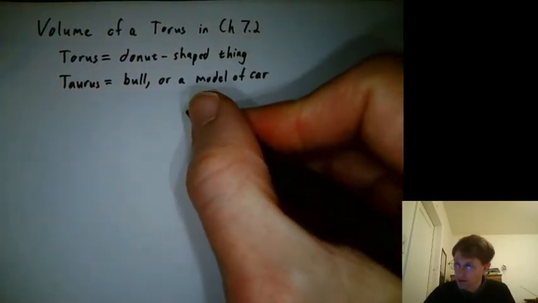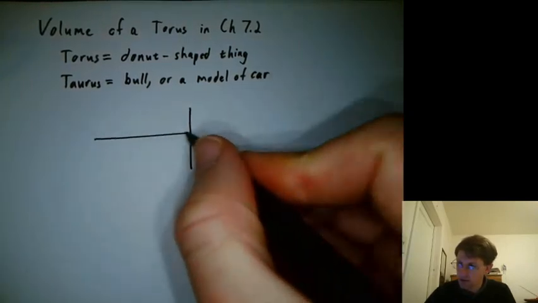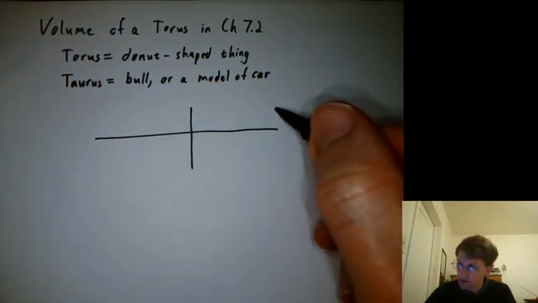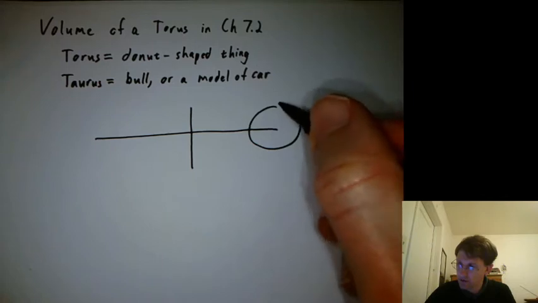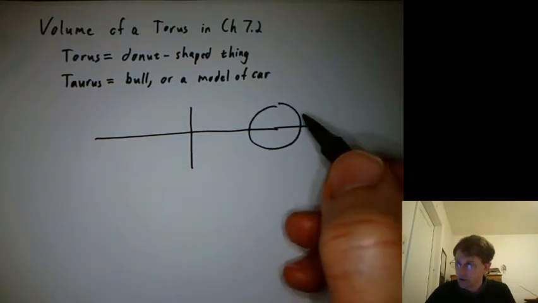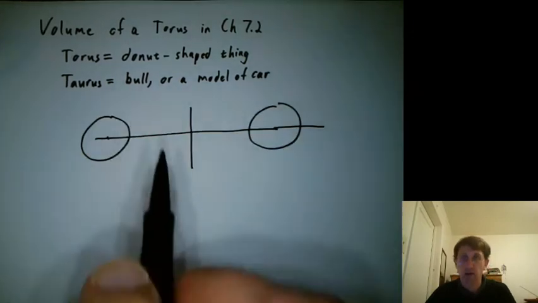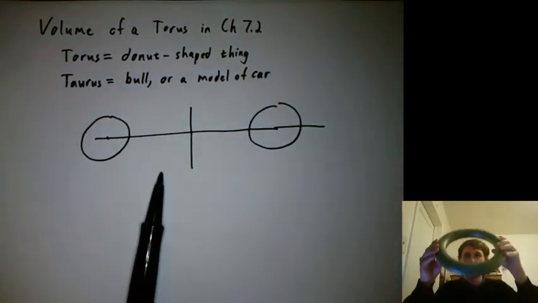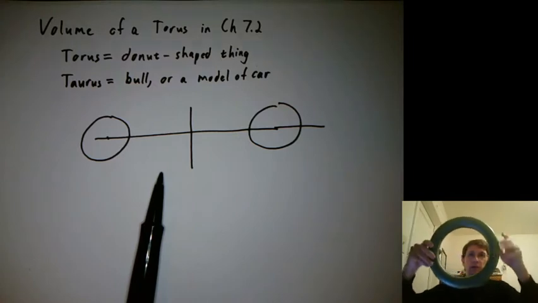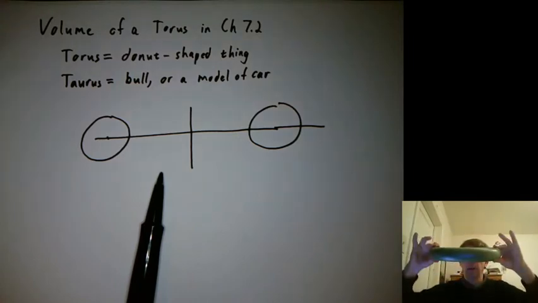So one way you could see it is I have a cross section over here that's a circle, and another cross section over here that's a circle. So I've taken this and kind of chopped it here, chopped it there, and then laid it like that.